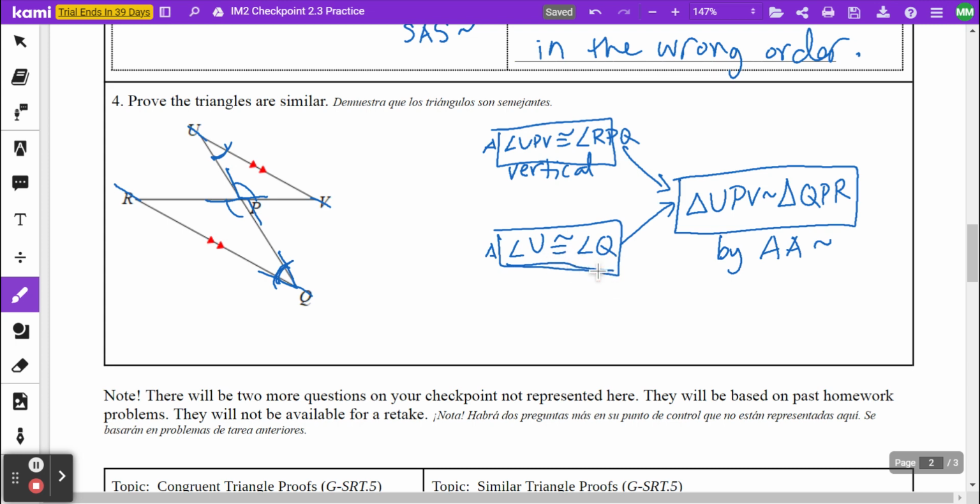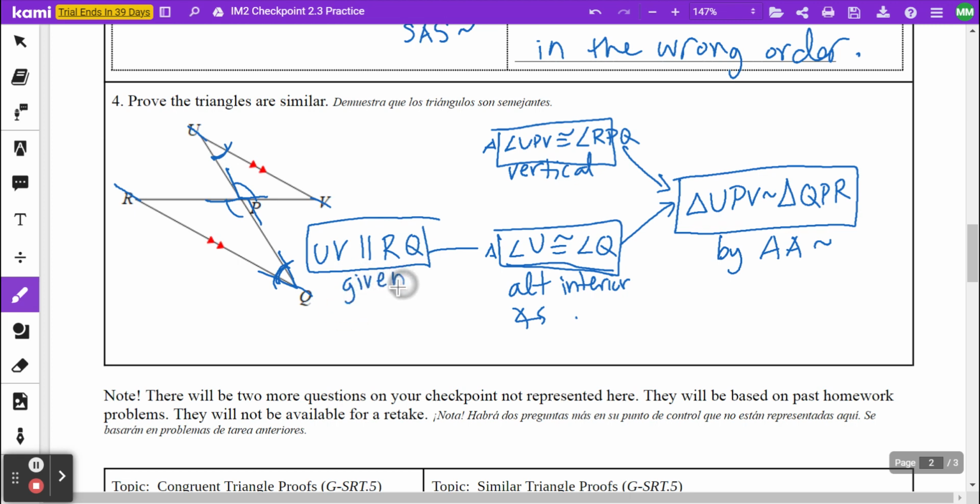Okay, back to this one. I know that angle U is congruent to angle Q because they are alternate interior angles. But whenever I say alternate interior angles, I need to justify that by saying what my parallel lines are. So I have UV is parallel to RQ, and that is given by, sorry, not by angle, arrow markings. Okay, that's a complete proof. And that was the last problem.